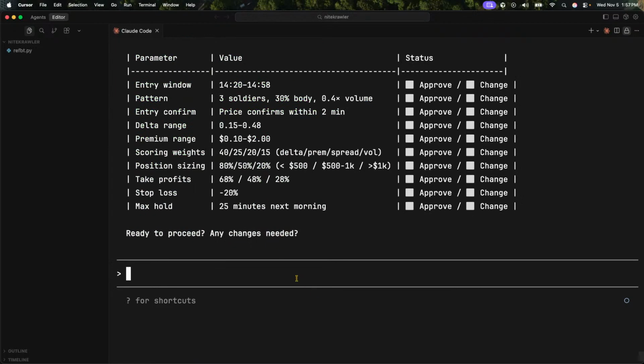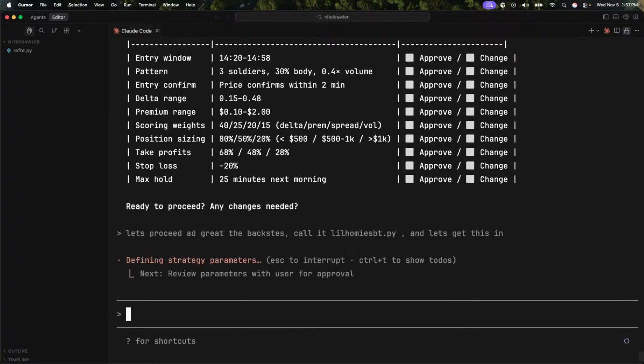All right, so let's go ahead and let's proceed and create the backtest. Call it little homie, the little homies, bt.py. And let's get this in. All right, so we're having our backtest created. In order to test this strategy, we're going to start testing it on 2024, and then I want to gauge how well it performs.